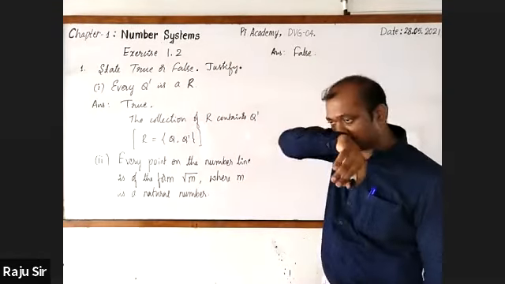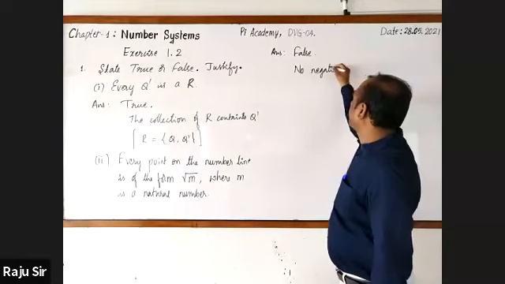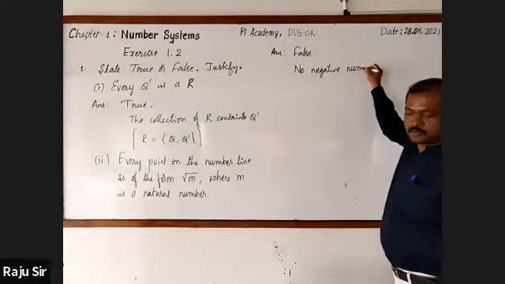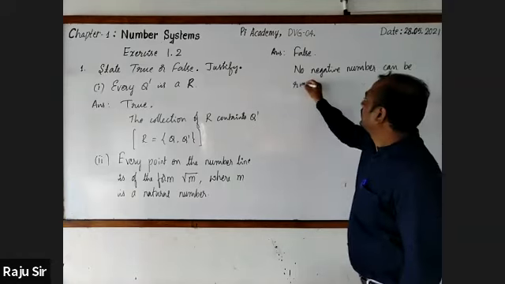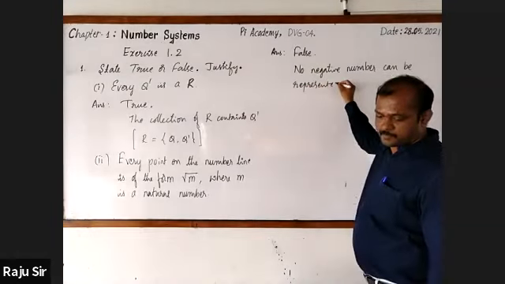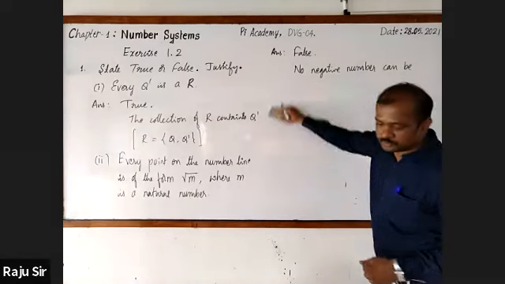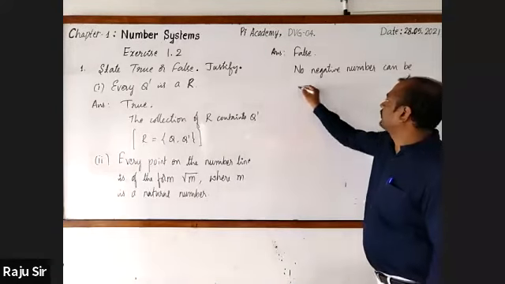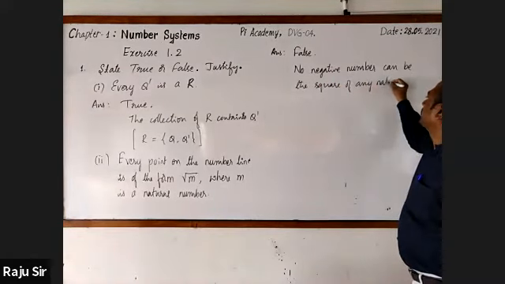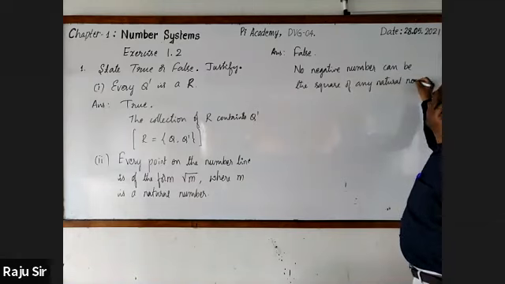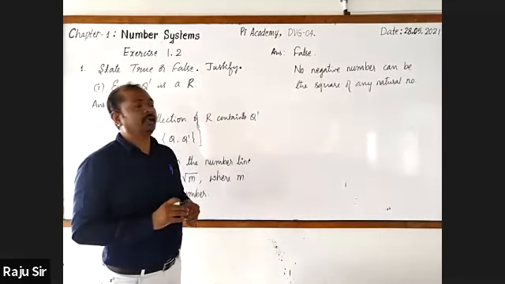Let us write the reason. No negative number can be the square root of any natural number.